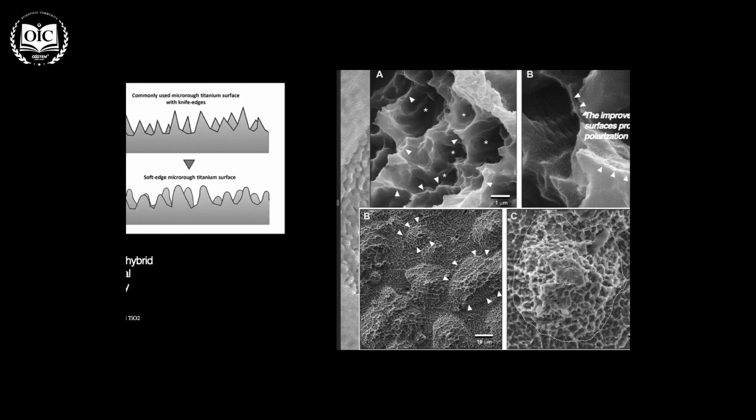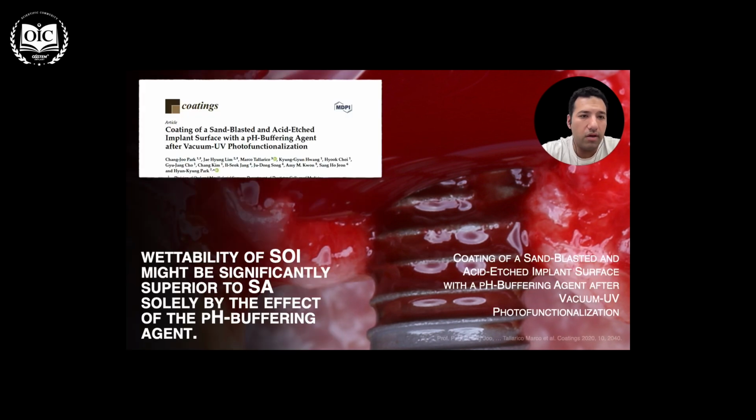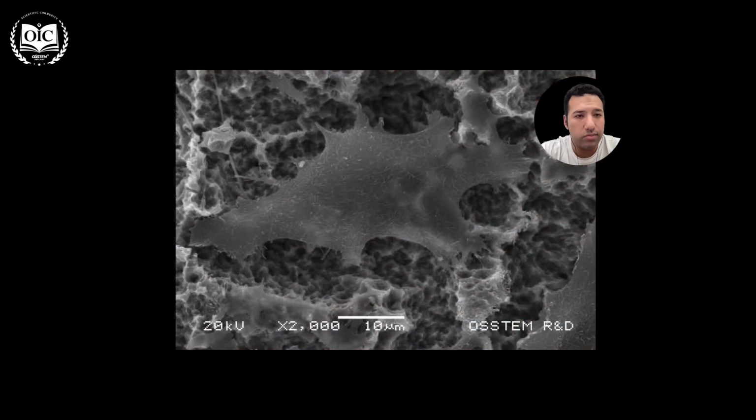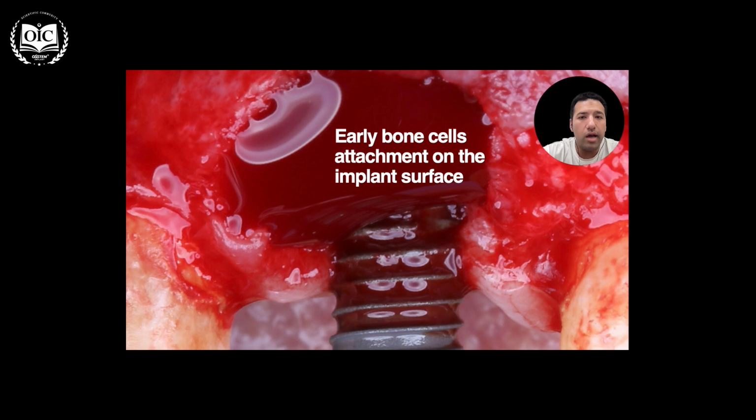So a unique technology introduced by Osstem is the super osseointegration, the SOI, to increase the wettability of the surface of the implant, to increase the contact between the cells and the surface of the implant. This picture is from the Osstem R&D, showing the attachment of the bone cells and the multi-nucleated giant cells on the surface of the implant due to high hydrophilicity.